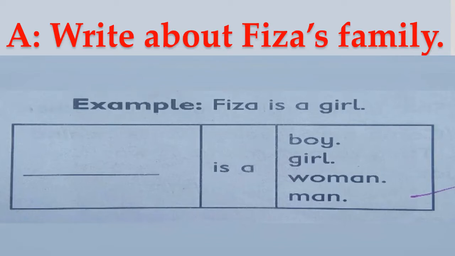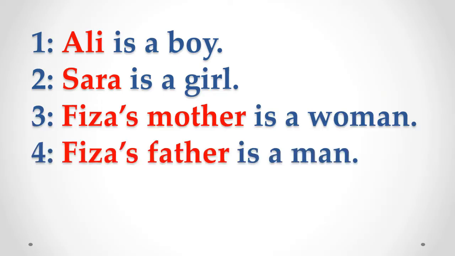The next one is woman. Who is a woman? Fiza's mother is a woman. And the last one is man. Who is a man? Yes, Fiza's father is a man. Okay, good. The sort exercise you have been given on the next slide. The first one is Ali is a boy, Sara is a girl, Fiza's mother is a woman, and the last one is Fiza's father is a man. Good.